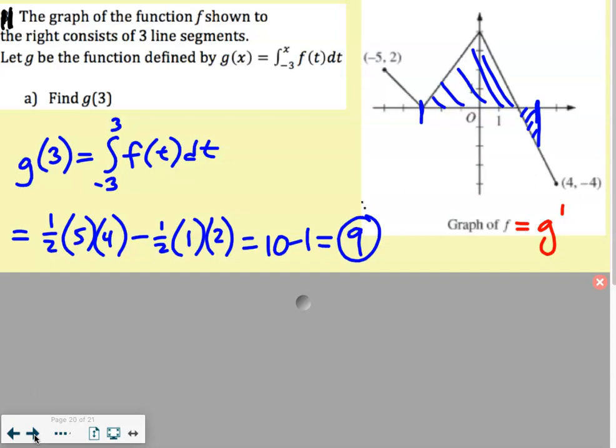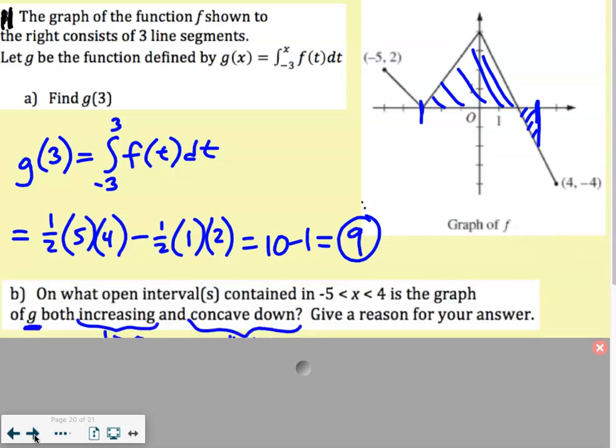You did it, but just did it wrong. I counted to 4. You counted to 4? Yeah, I counted from -5 to 4. Oh, you did the whole thing. Yeah. Okay. All right. So, that's that one. I'm going to erase this so you don't see it.